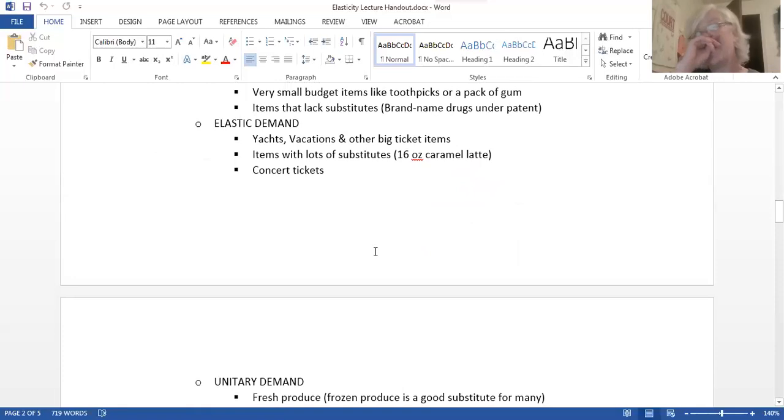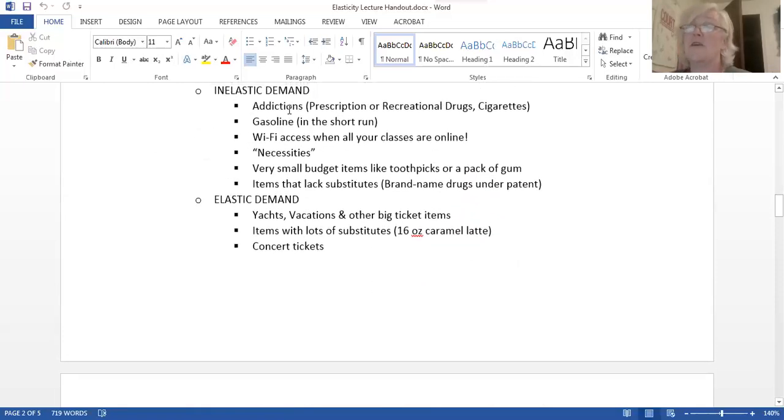Elastic demand, on the other hand, whereas inelastic demand was items that you need, the other extreme is things that you don't need, things that are luxuries. Whereas inelastic demand had our small ticket items, a small pack of gum, toothpicks, our elastic demand is our big ticket items. You're going to see yachts, big vacations, a new house. Any type of big ticket item is going to be elastic.